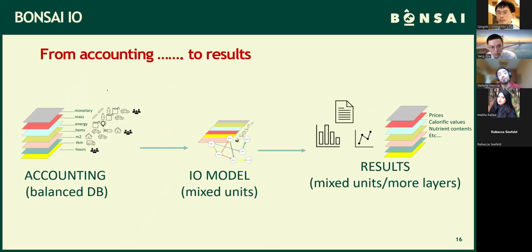So to sum up, the idea is to have a multi-layer accounting where we create this balanced table. Then we move to a model that is a mixed unit, where we only have one unit per product. And then we can get results in mixed units, but via the conversion factor, we can go back to the multi-layer framework. And this is the logic that we are applying in Bonsai and in our calculator that you will see afterwards.